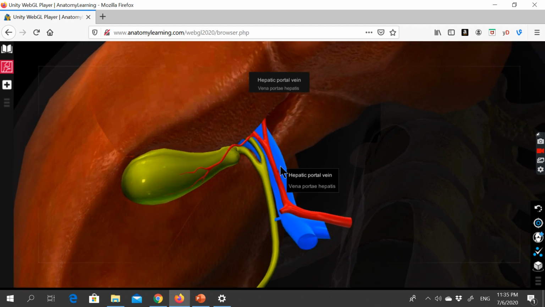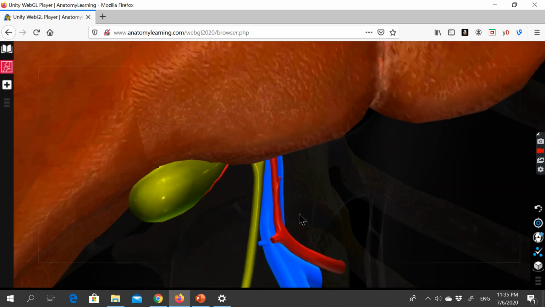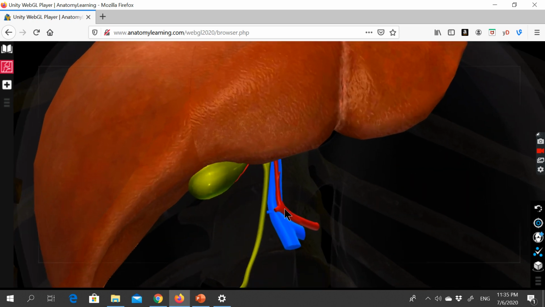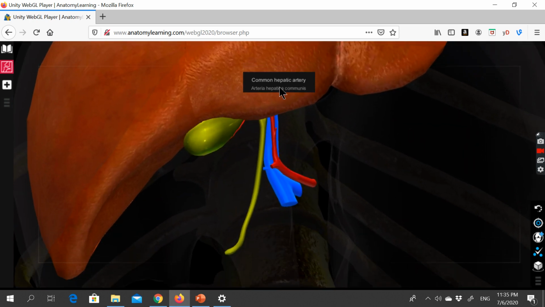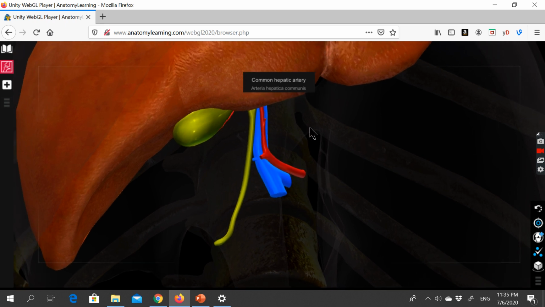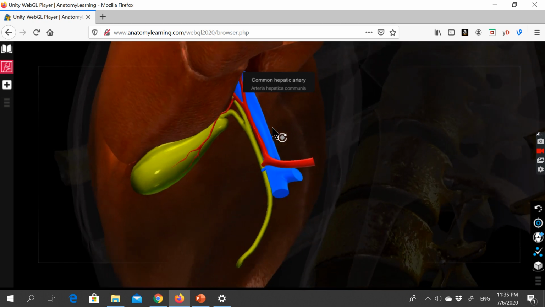This really, really big one colored blue is called the hepatic portal vein. And it actually comes from somewhere down here. There's also this little red tube, and this is called the hepatic artery. Arteries are blood vessels that carry oxygenated blood from the heart, and this actually supplies the liver with a lot of oxygen.